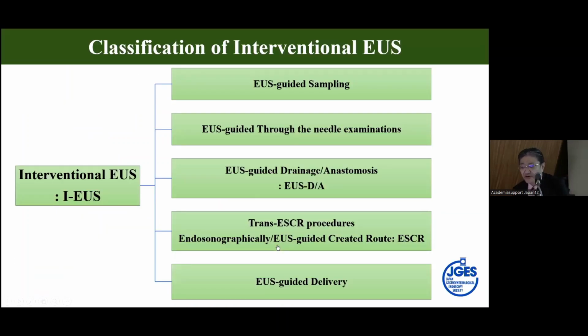So this is my final slide. We, the JGS subcommittee, propose a new classification of the terminology of interventional EUS. Please memorize these 5 categories. Thank you very much for your kind attention.